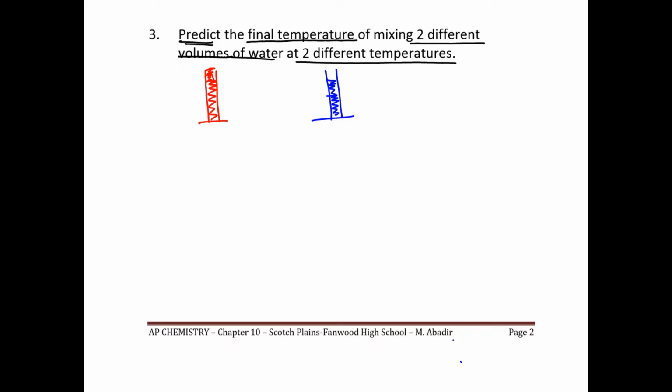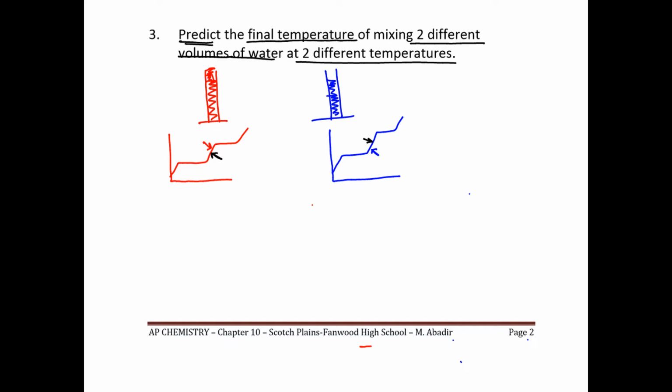Well, remember, we always try to take a drawing for each one of our heating curves. Now this is water, so we're starting off at zone 3 for liquid and a high temperature, and we're mixing it with another sample of water, so it's going to be the same heating curve, but now we're starting at a lower temperature for this one. And when we put them together, they're going to meet somewhere in between the hot and the cold. That's going to be the final temperature.